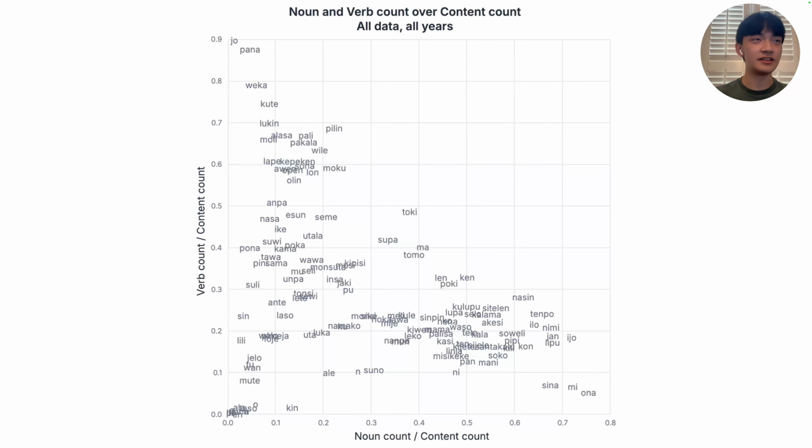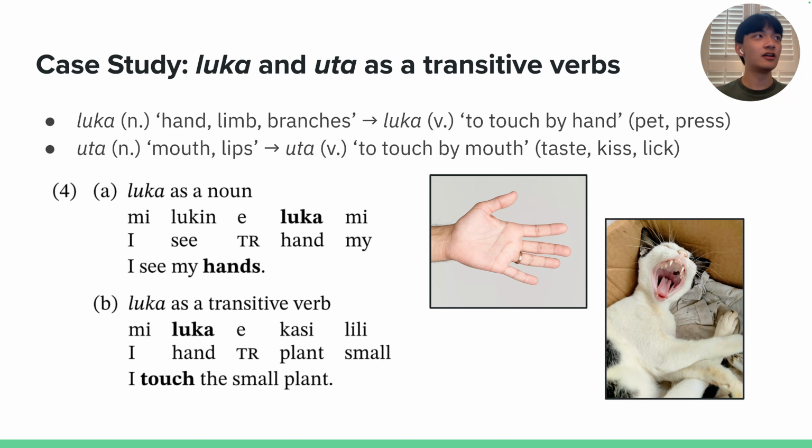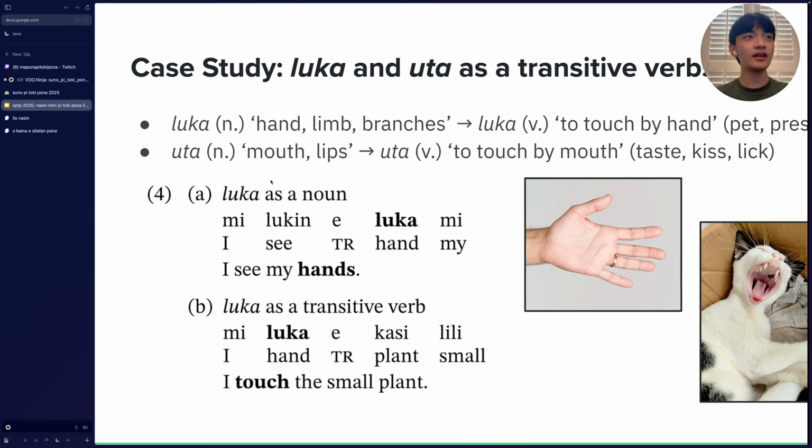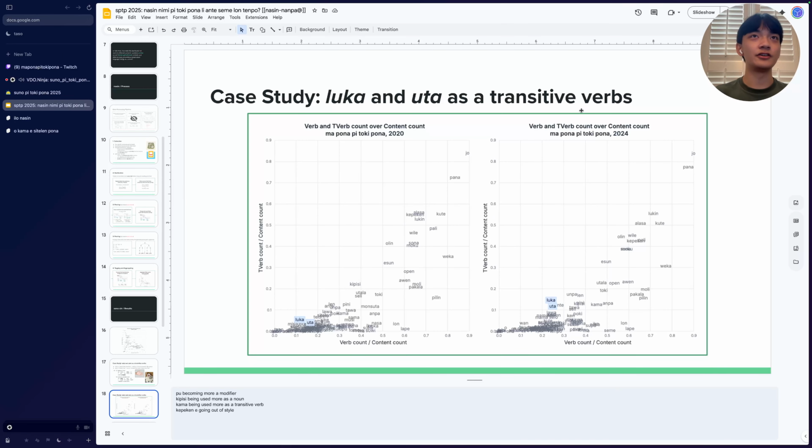So one case study that I wanted to look at that was interesting was luka and uta. So as we know, luka and uta refer to your hands and your mouth or your lips, or maybe like a limb, etc. And luka as a noun just refers to hands, but you can turn it into a transitive verb by using it in the verb position and adding e afterwards. And that means something like touch. And you can do the same thing with uta, right? If I say mi uta e sina, it could mean like I kiss you or something like that. And let's take a look at this chart.